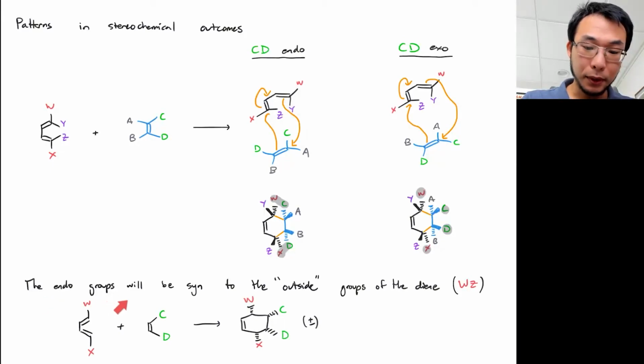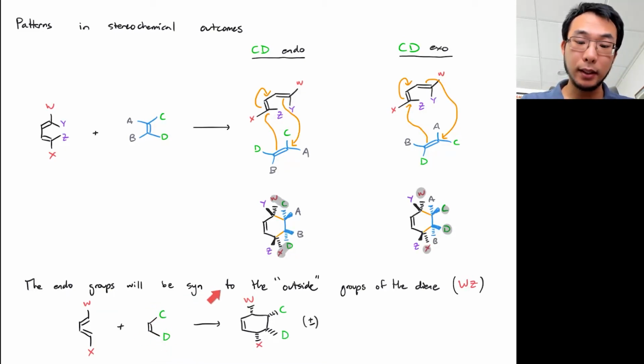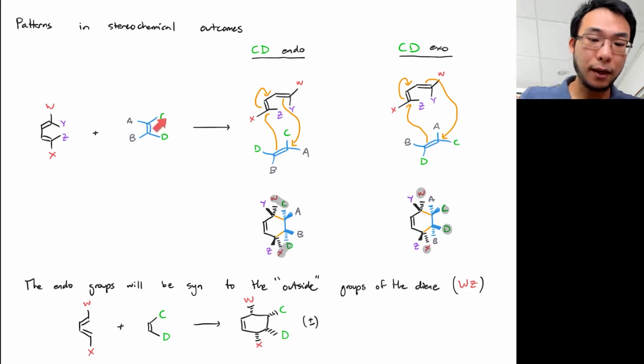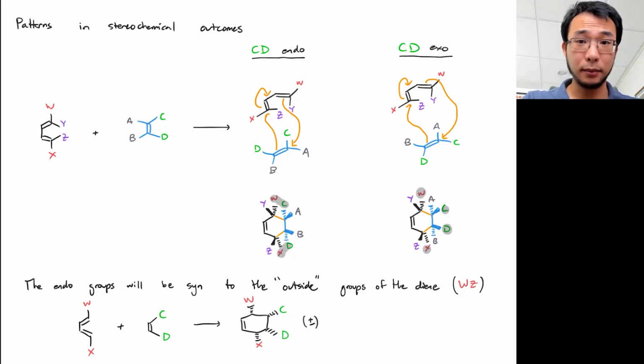The endo groups on my dienophile, so C and D, are always going to be syn to the outside groups on the diene, in this case W and X. From that, you should be able to extrapolate every other relationship, because you know that group C is always anti to group A, or I guess if this is wedged, that's going to be hashed, and you know that group Y is always going to be the opposite of whatever W is.